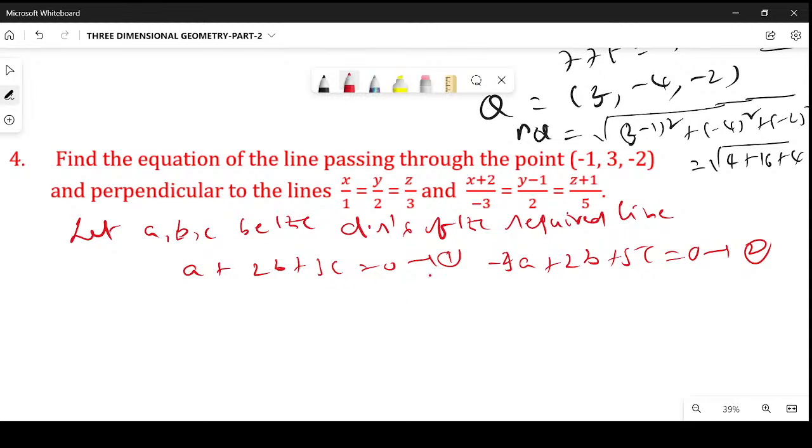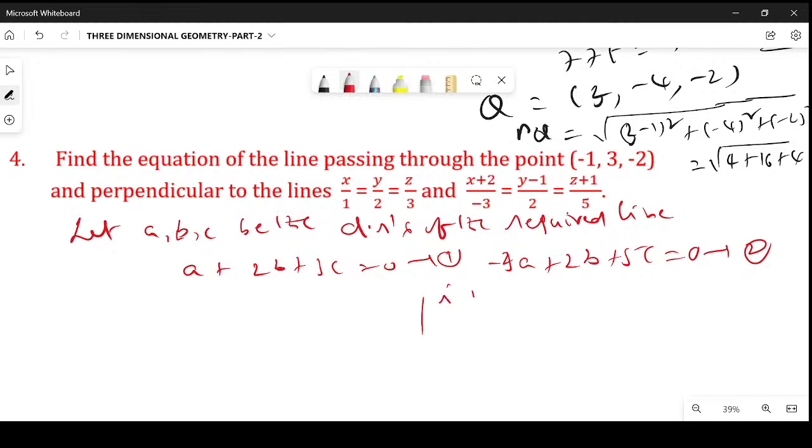If we take the cross product, the vector product of 1 and 2, we can easily find the DRs of the required line, because the required line is perpendicular to the given lines. The cross product of these is always perpendicular to the required line. Otherwise, solving 1 and 2 also works.